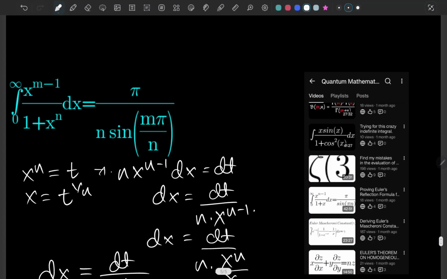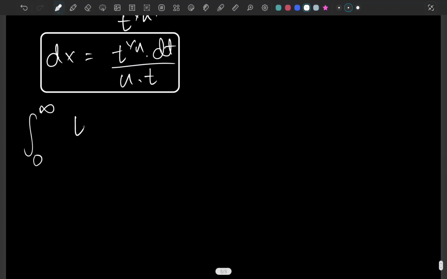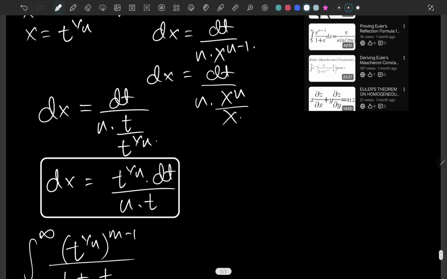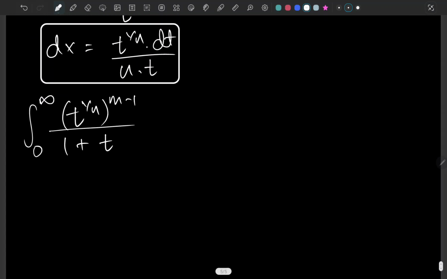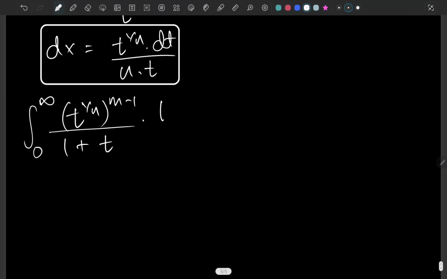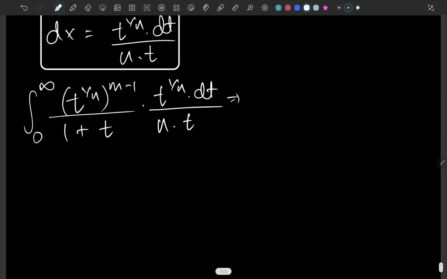t to the 1 over n, so it's (t to the 1 over n) to the m minus 1, over 1 plus t, because we assumed x to the n as t, right? And our dx comes out to be t to the 1 over n times dt over n times t. Well, let's just simplify this a little bit here.